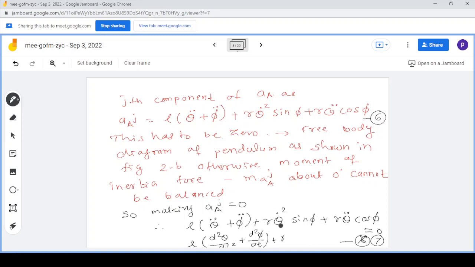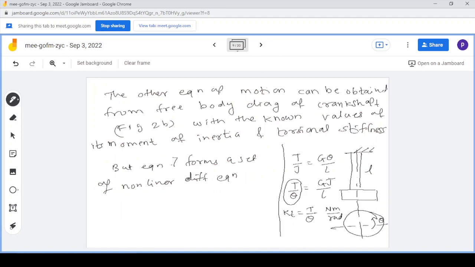So this is theta dot square, which we can write as d theta by dt whole square into sine phi, right? This is r theta double dot, so it means r d2 theta by dt square into cos phi. So we can see that it has a mixed proportion of theta and phi. So we can say that this expression is a non-linear equation because it doesn't have a single variable, but involves the two variables. Correct? So it is a non-linear expression.